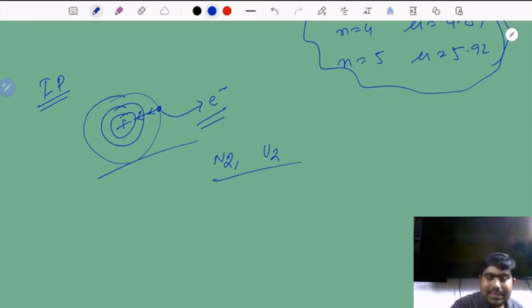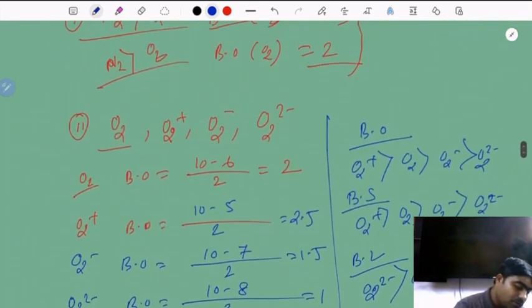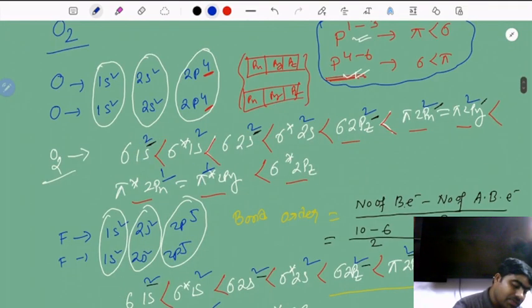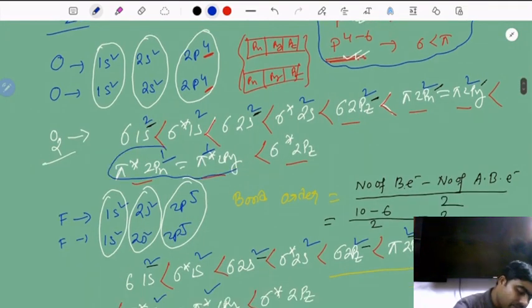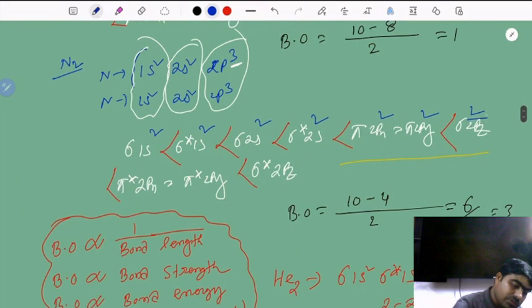In this case, if you go for O2, the outermost electrons of O2 are present in an anti-bonding molecular orbital. But if you go for N2, the electrons are present in a bonding molecular orbital. So you have to remove the last electron.